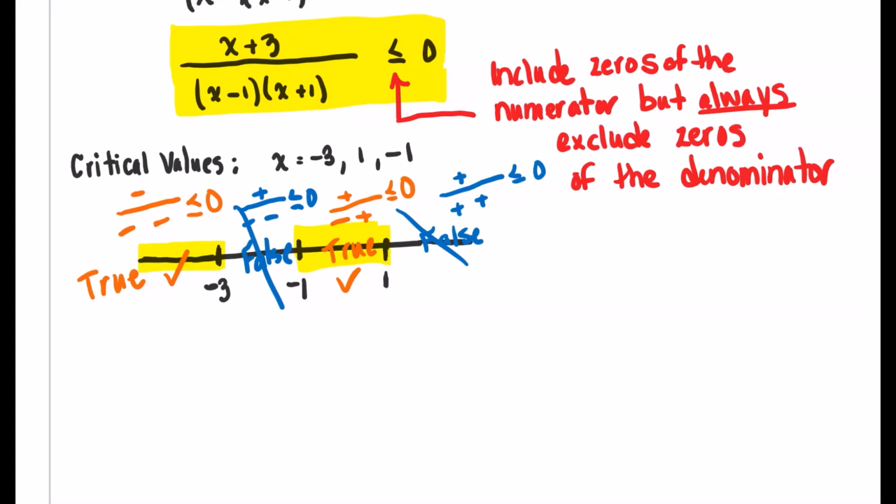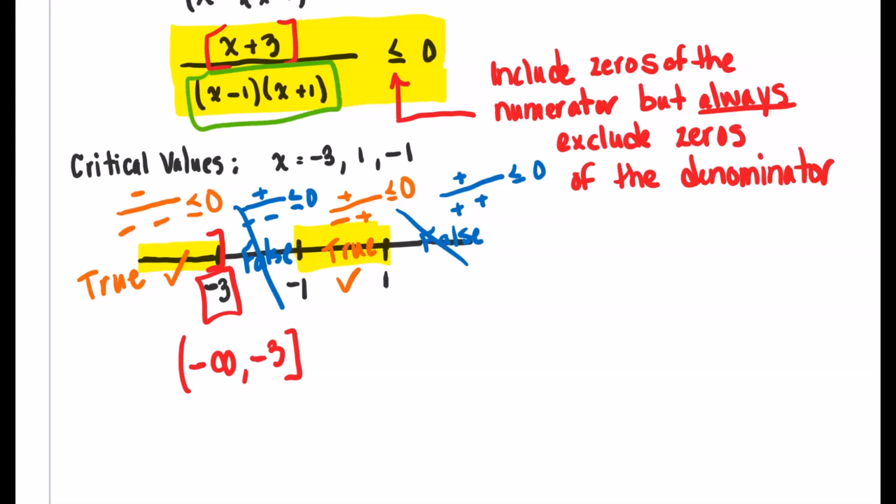All right, so -3 then was the 0 of the numerator here. So I want a hard bracket on -3. So -infinity to -3 with the hard bracket. And then positive and -1 were the zeros of the denominator. So those I want soft. And then that would be your final answer here.